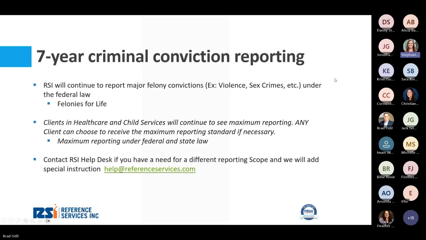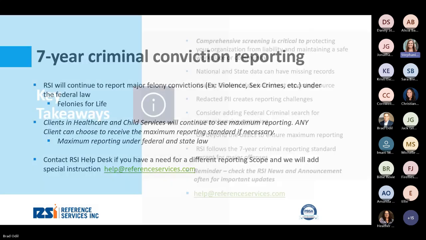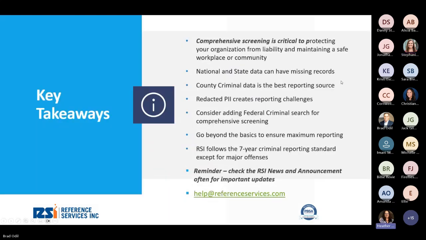Now, before we get to our key takeaways, I just want to check in with Heather and see, have we had any questions come in? I have not seen any questions in the Q&A or the chat yet. Okay, so if you have those questions, please feel free to go ahead and submit those while I'm going through the takeaways, and we will do our best to answer them.